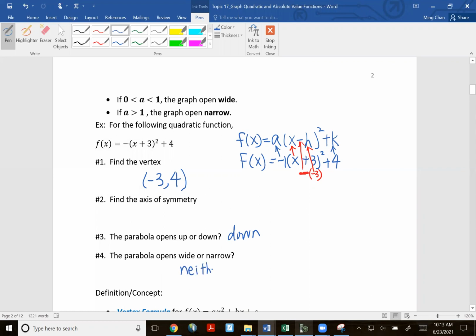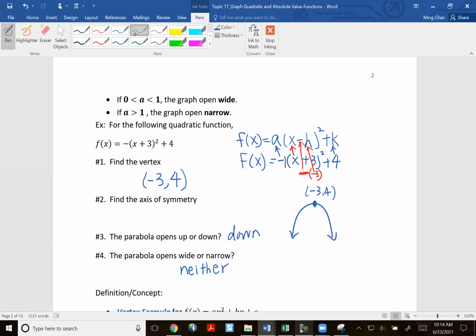I can say either. It just opens normally, as compared to the regular 1x square. So this parabola I know opens down. And the vertex right now is located at negative 3, 4. And open down, as you can recall, is a reflection about the x-axis. Okay, it's the same thing.